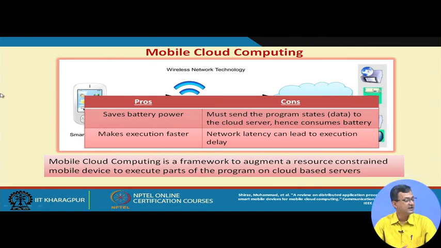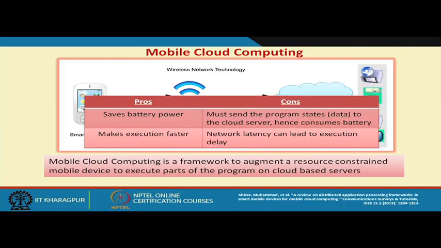So, there are pros like saving battery power as you are doing less computing, and it makes execution faster at times if you have good bandwidth. There is definitely a flip side: you must send the program state and data to the cloud server, hence consuming battery, right. So, it is additional loading of transferring data. Network latency can lead to execution delay. So, if there is latency, there can be execution delay in the system.